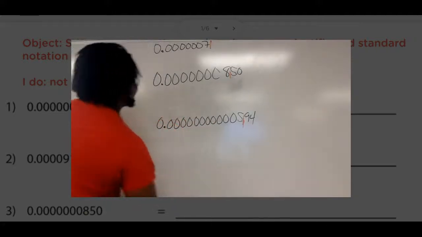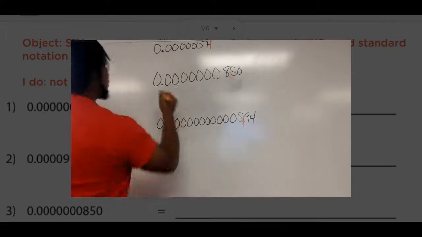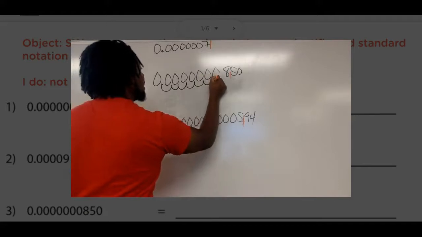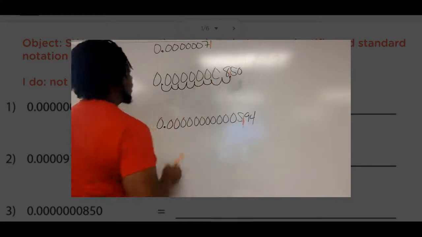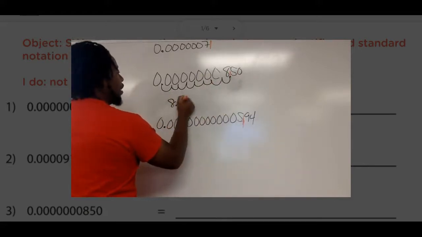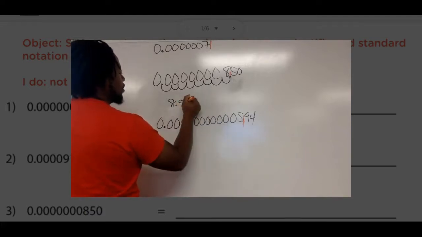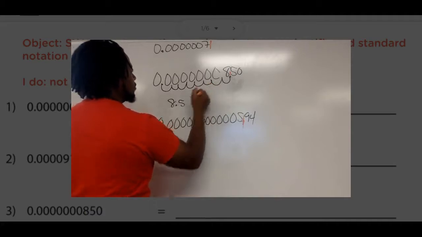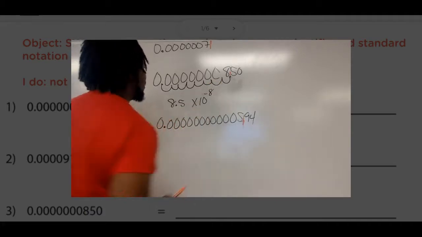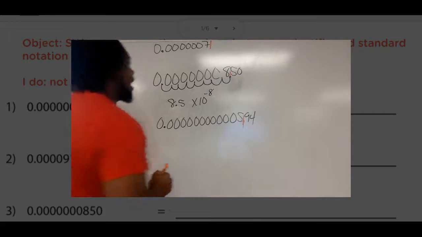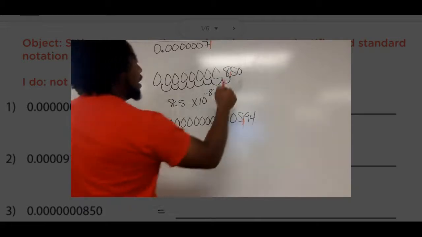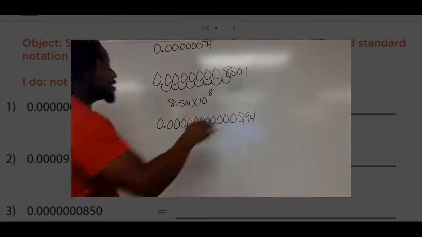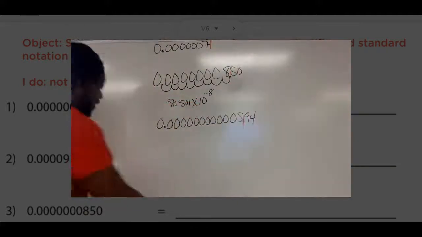I'm going to do this one first. We're going to loop-de-loop. Here we go: 1, 2, 3, 4, 5, 6, 7, 8. So that would become 8.5, and I don't have to put the 0, but I can if I want to, times 10 to the negative 8th power. Now, I said I don't have to put the 0. If this had been 0, 1 at the end, then I have to include that 0, 1. But if there are no other numbers and it's only a 0, I can leave that off.